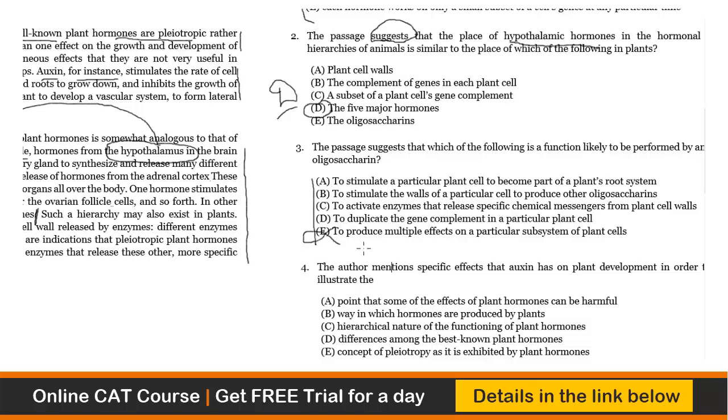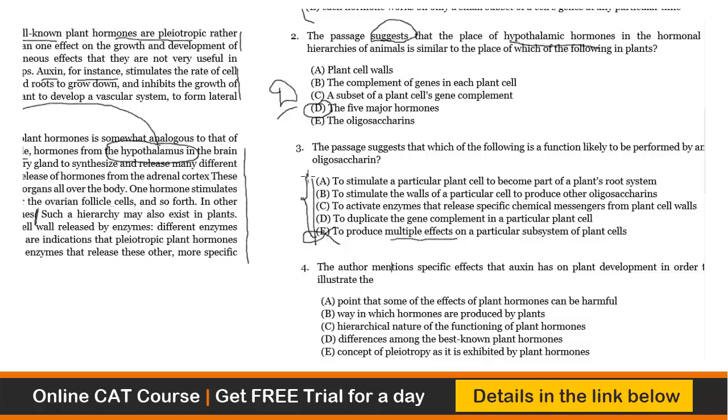Oligosaccharin is unlike the five well-known plant hormones, and these five well-known hormones have multiple effects. So if oligosaccharin is unlike them, that means it will not produce multiple effects. It will produce a singular effect. So E definitely can be ruled out.